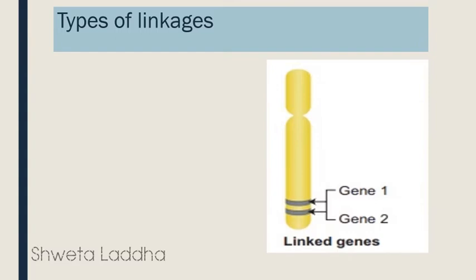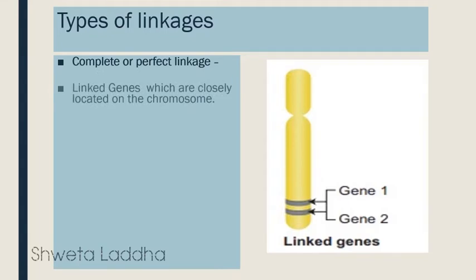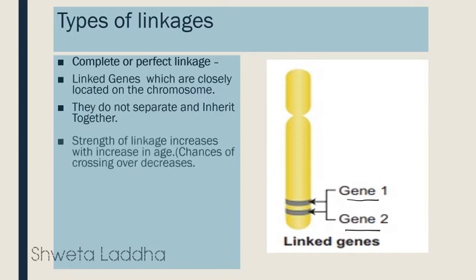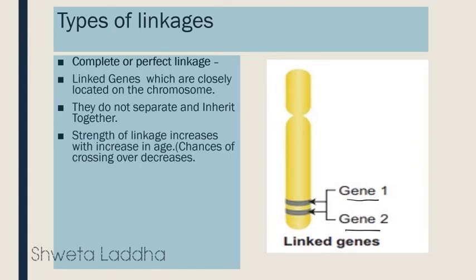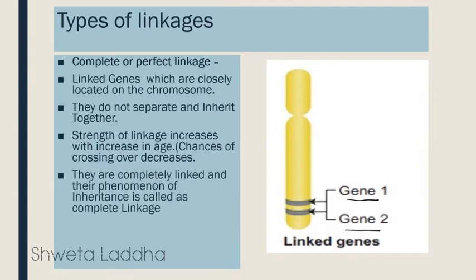There are types of linkages. Let us see two types of linkages. The first one is complete or perfect linkage. Linked genes which are closely located on the chromosome. Again in the picture you can see gene 1 is placed very close to gene 2. So they are linked genes. They are placed closely to each other. They do not segregate or separate, and they are always inherited together. Strength of linkage increases with age. Chances of crossing over decrease. They are completely linked and this phenomenon of inheritance is called complete linkage. Example, the X chromosome of Drosophila males shows complete linkage.